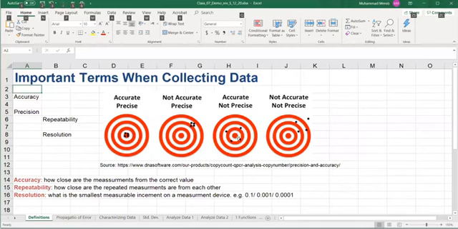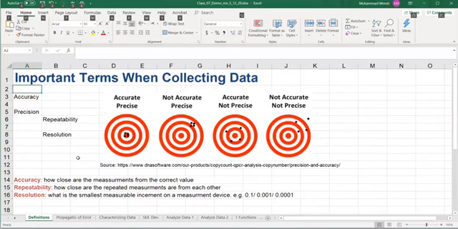This one is relatively accurate because you are around the correct value, but it's not precise because sometimes you get less and sometimes you get more, so that's not repeatable here. This one is far from the correct value, and it's also not precise because you can see the values are all over. So I hope that helps you understand the meaning of accuracy and precision, the difference, and when we use each of them.